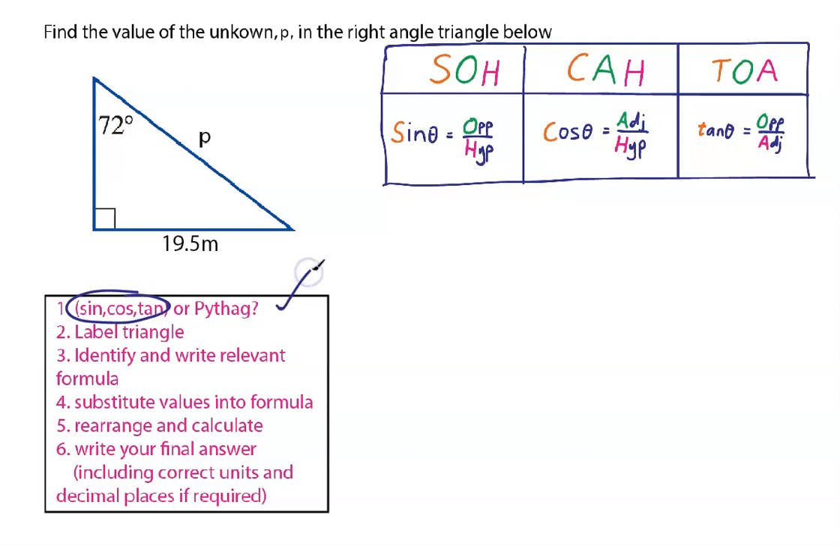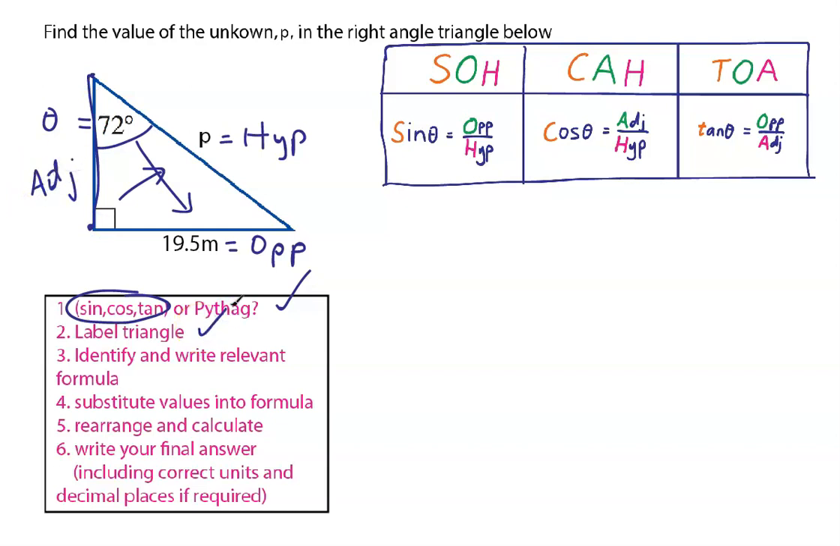Alright, let's go ahead and label this triangle. Theta is 72 degrees. Across from the right angle is our hypotenuse. Opposite the angle 72 degrees is our opposite side, and the line connecting our angle 72 and our right angle is the adjacent.